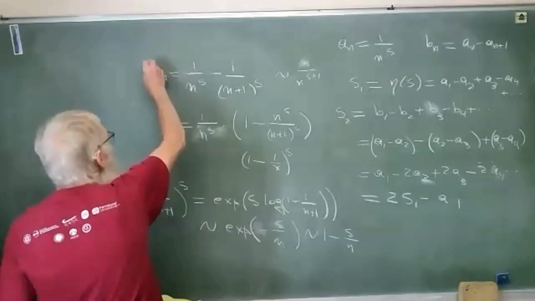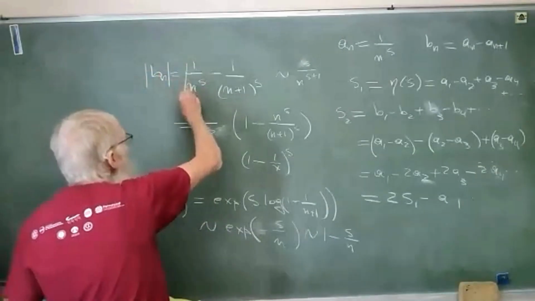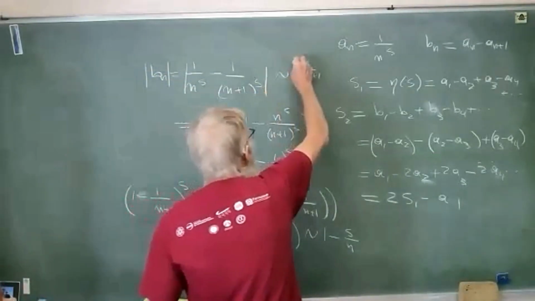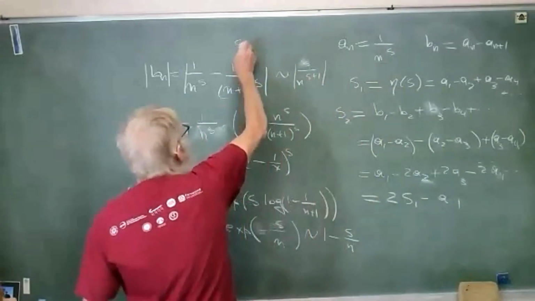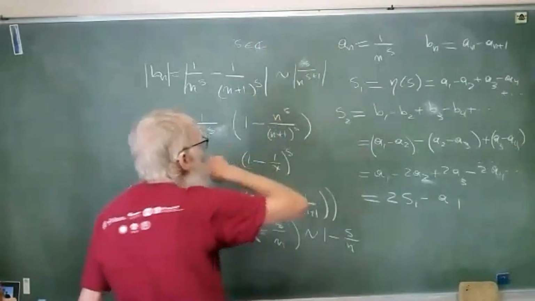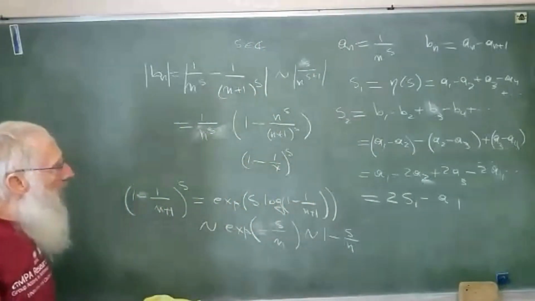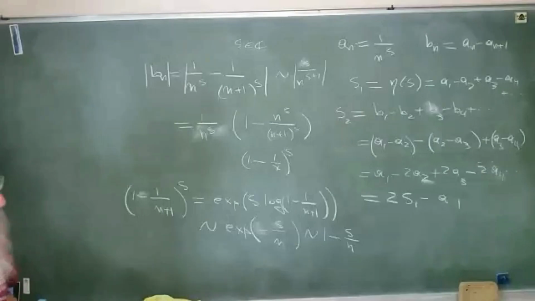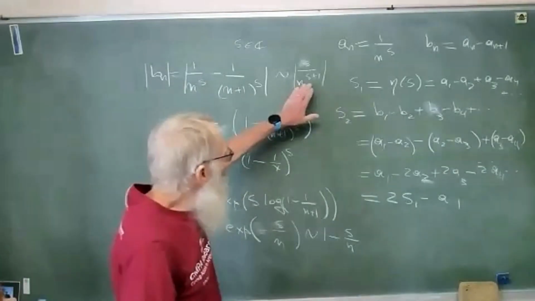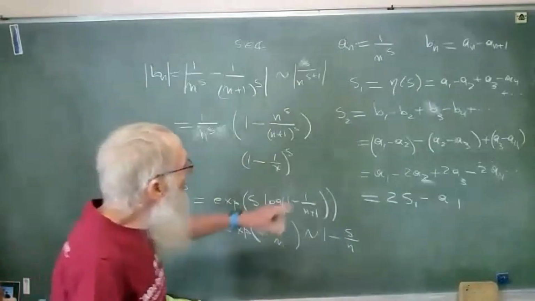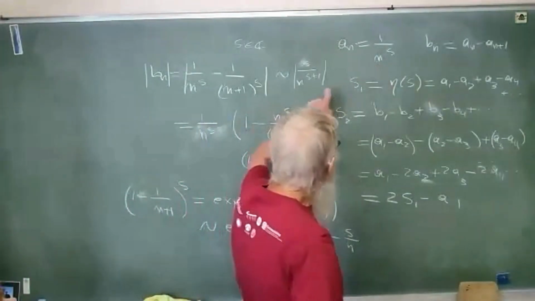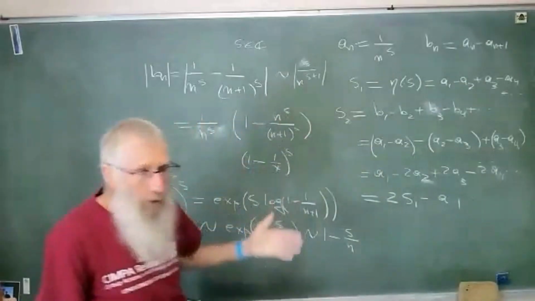So maybe I write this. If I take for s a complex number, n to the s plus 1 is the same. The modulus is n to the real part of s plus 1. And so you see that we started with 1 over n to the s, and we have 1 over n to the s plus 1.